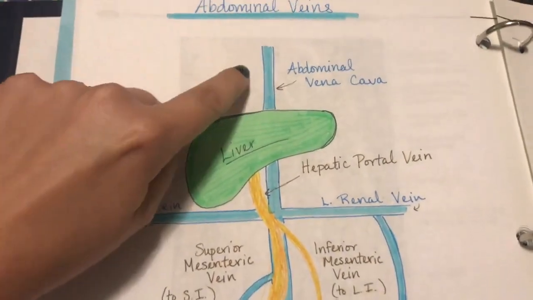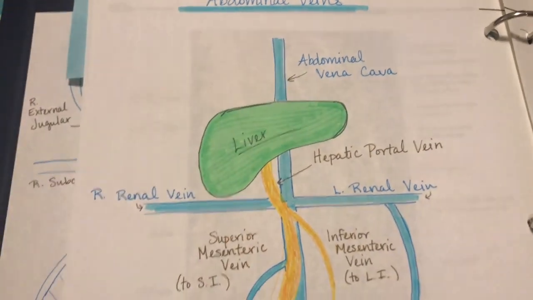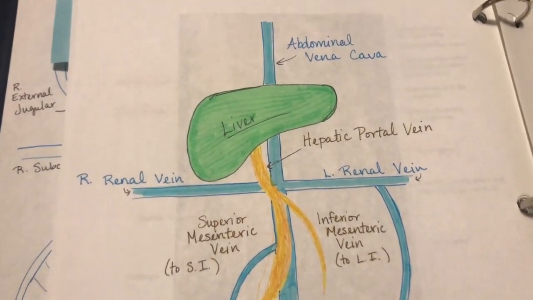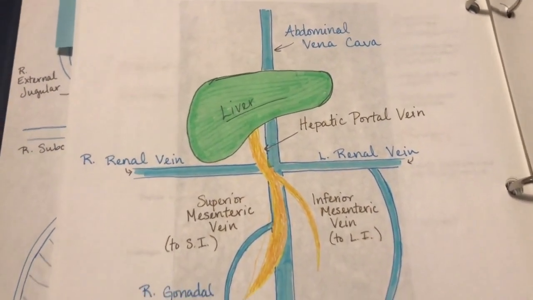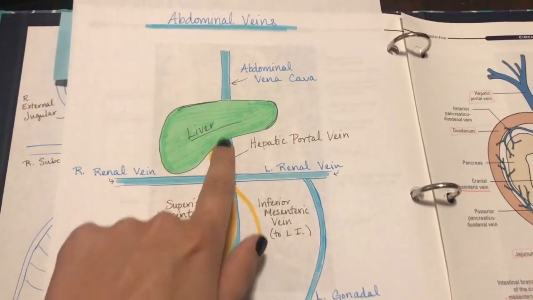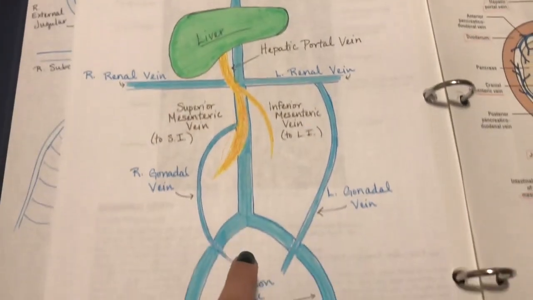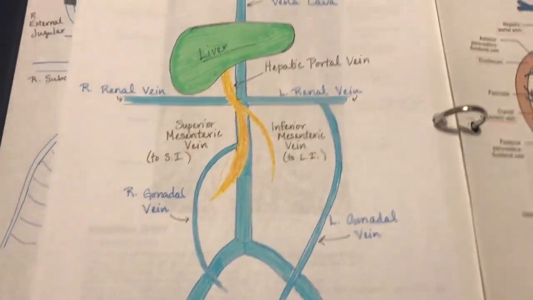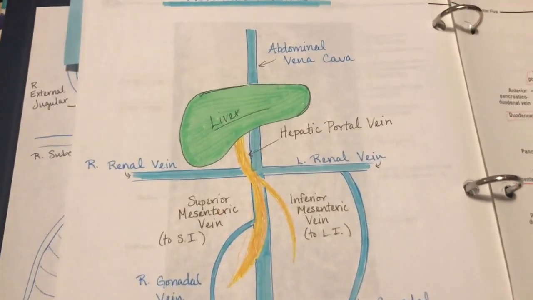First off, we have our abdominal vena cava, and this is going to be probably the most dominant blood vessel that you'll see running through the abdomen of the mink. So it's going to start up here right above the liver and run all the way down towards the legs. So it's quite a large vessel.